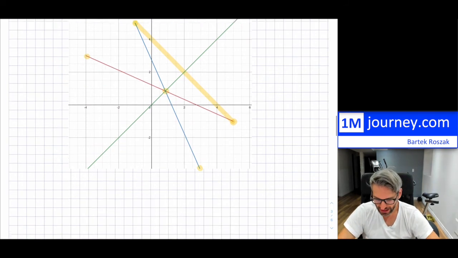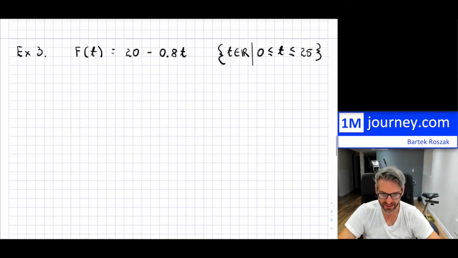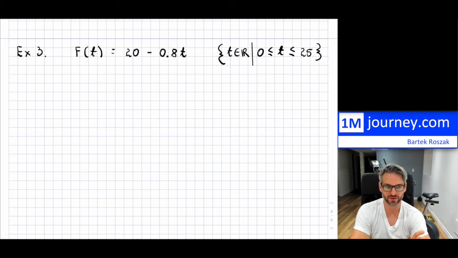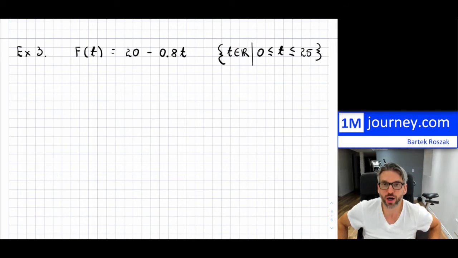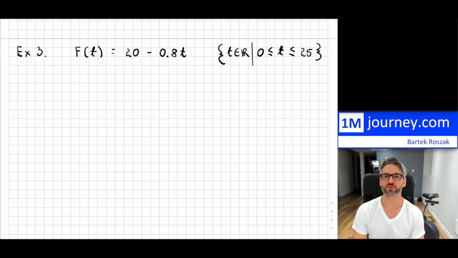So here's another example that I have prepared. This particular example is also a great one, and it kind of goes back. Now, it does not give you a plot. It actually just gives you the function, and it also gives you the restrictions, which are written out as a domain.